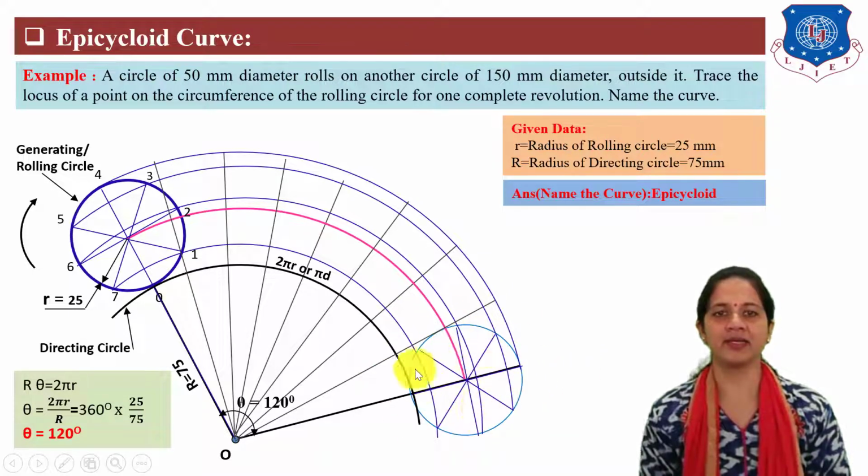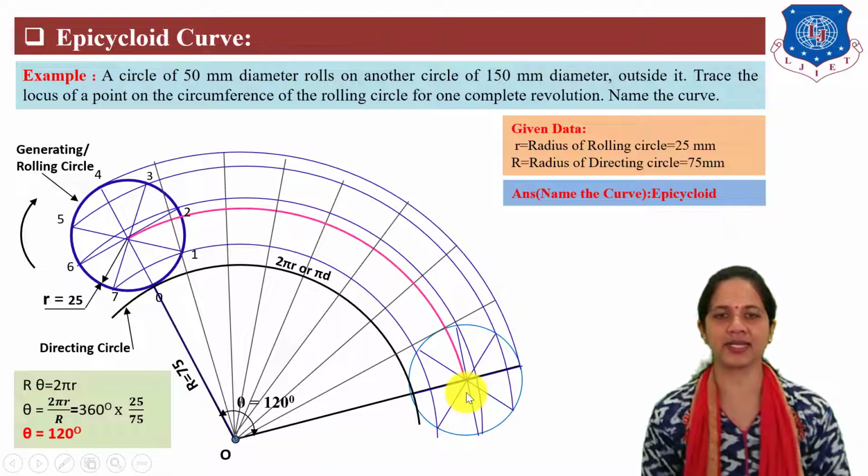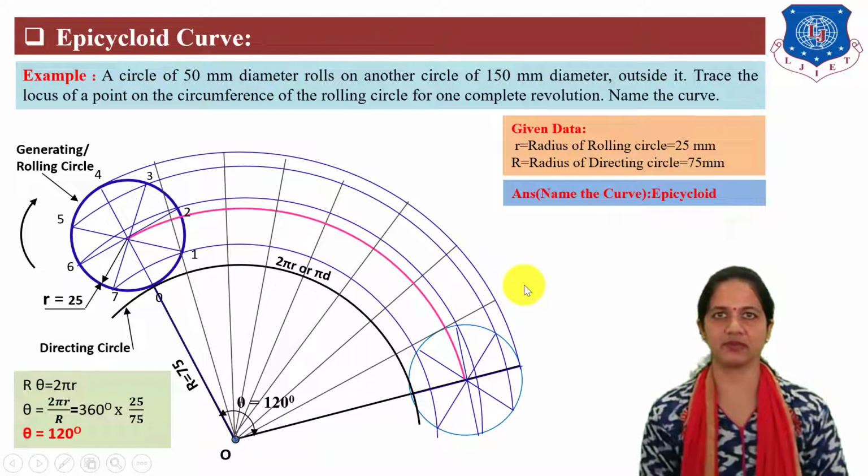Locate here the last position of the rolling circle. Next, mark the center point of the rolling circle on this center arc.